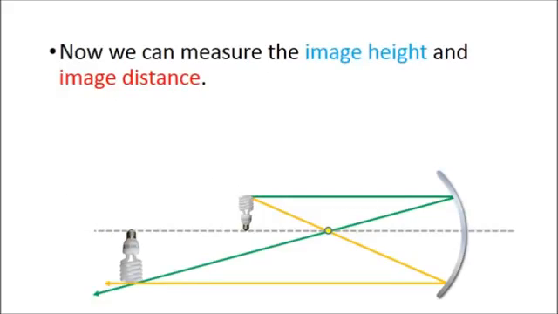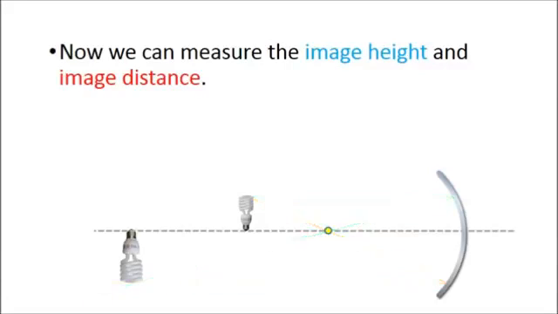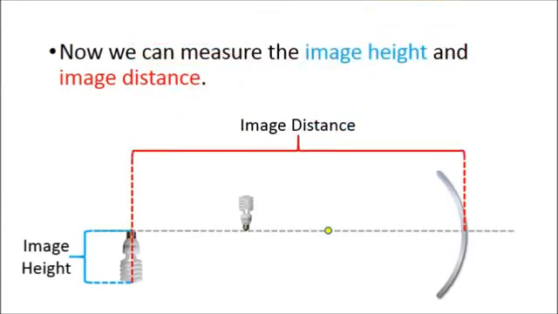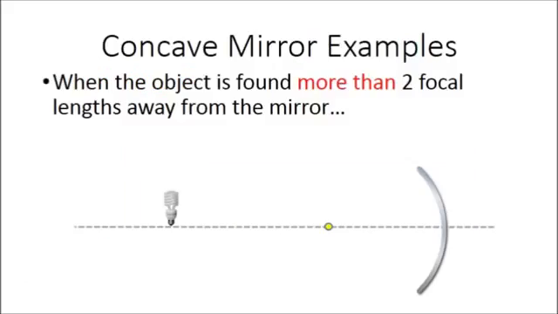All right, now that we've done that, we can measure the image height and the image distance. So this right here is the image height. You just take a ruler and figure out how big that image is. And then to find the image distance, it's from the vertex all the way over to where your image is found. So that's the image distance.